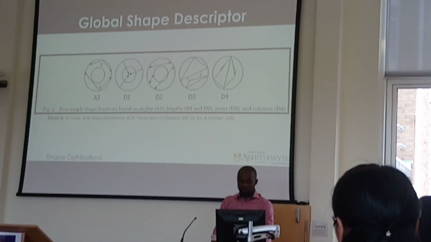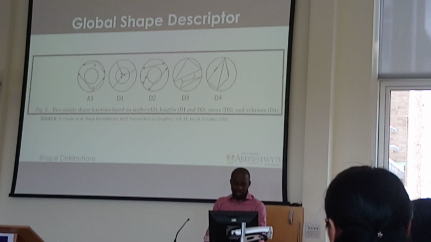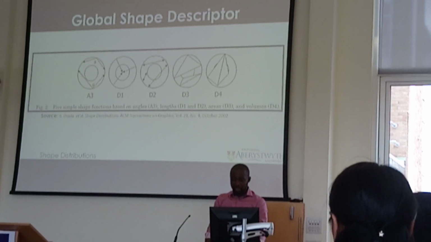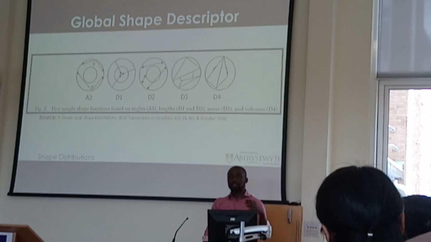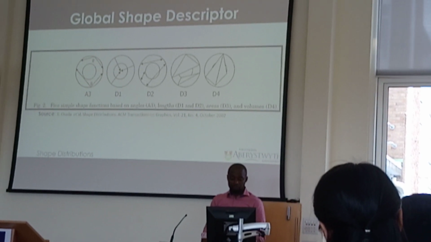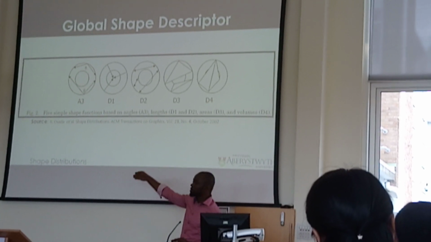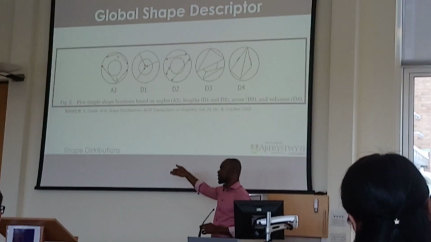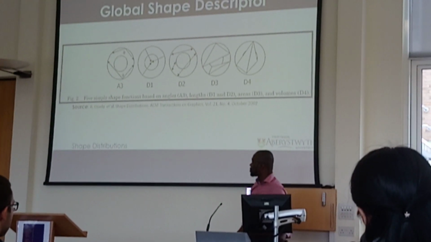And so here we have 5 types of shape distribution computed by Robert Osada. The first one is the A3. Given a particular 3D model, we sample 3 points from the surface of the model, compute the angle between those 3 points, and store those angles as a distribution in a histogram, and that becomes the shape descriptor for that particular model.